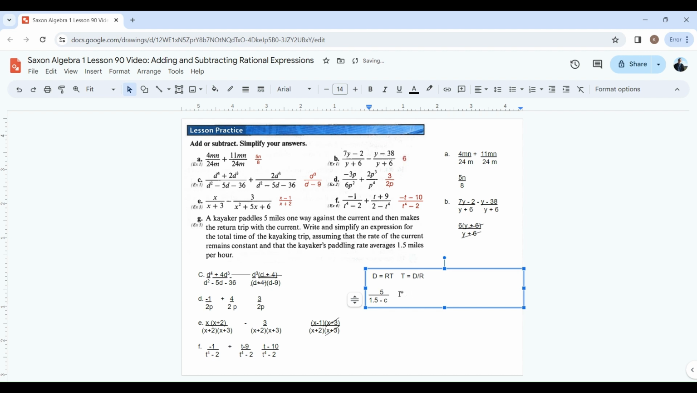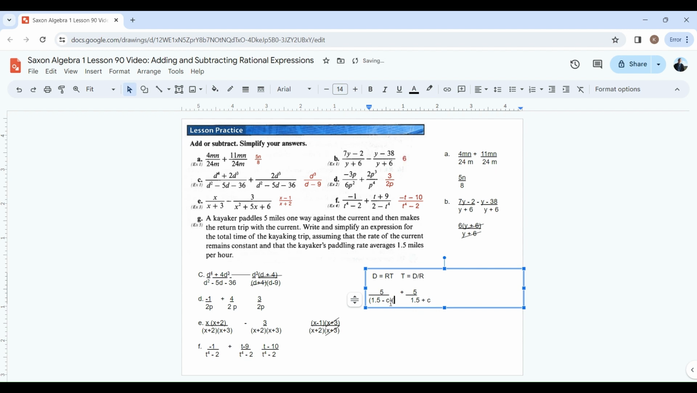The way back is going to be 5 miles divided by the rate back. How fast is the rate on the way back? Well, on the way back, it's going to be 1.5 plus c. Now, is there a way for me to combine these? To get a common denominator, I need to make sure that I have both factors, 1.5 minus c and 1.5 plus c, in the denominator.